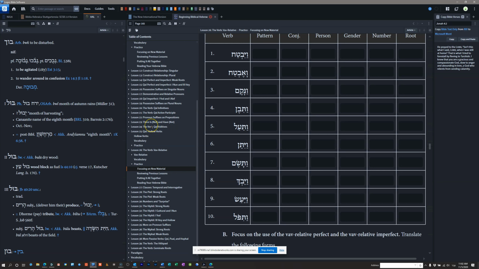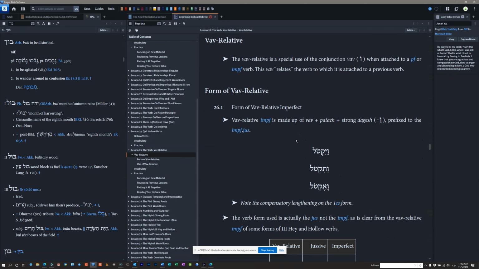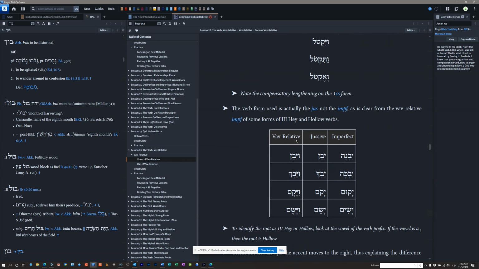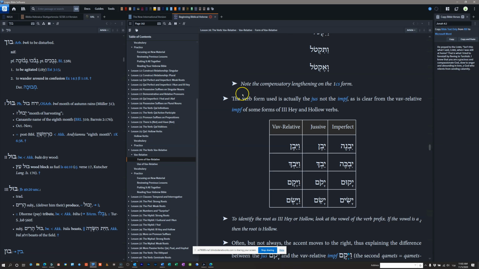Let's go back to, let's see here. Maybe it's this chapter. Yeah, here it is. Okay. So the verb form used is actually the jussive, not the imperfect, as is clear from the vav relative imperfect of some forms of third hay and hollow verbs. Okay, he tells you it's actually the jussive. I don't know why he continues to use this imperfect terminology. How about the vav relative prefixed verb? That might be the best way to refer to it.